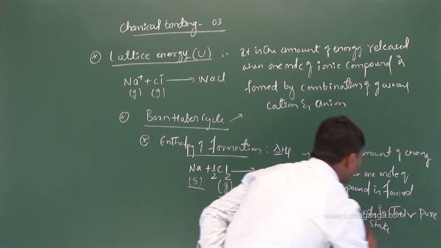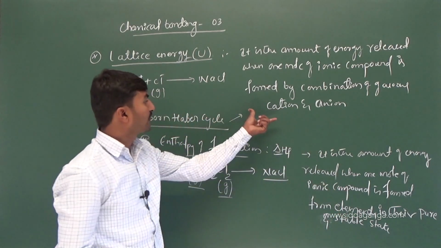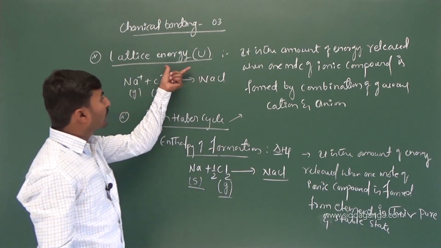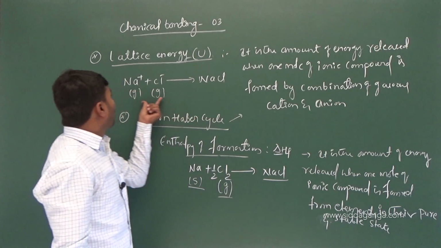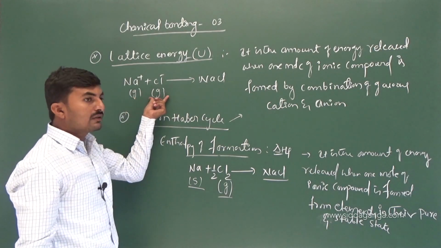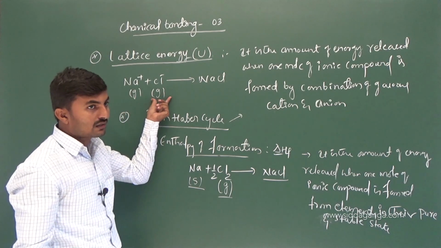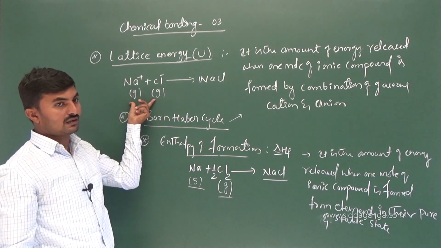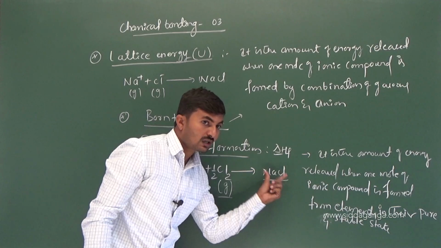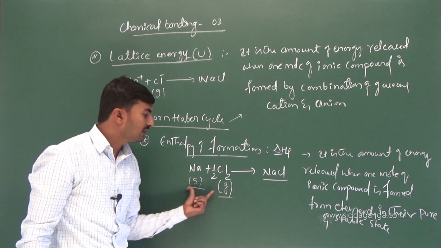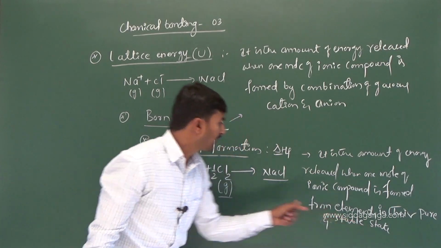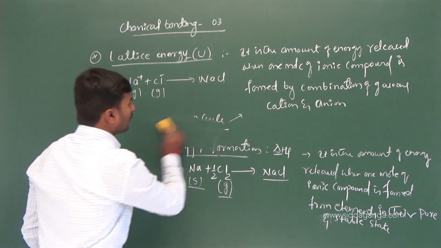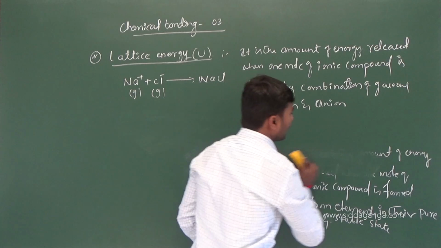This is very much important. This is the difference between the definition of lattice energy and enthalpy of formation. In case of lattice energy, we have a positively charged cation and negatively charged anion in their gaseous state. That is the energy released during the combination of cations and anions in their gaseous state. But here it is the amount of energy released when elements in their pure and stable state combine. Okay, this is the first. Now we are going to learn about the Born-Haber cycle.